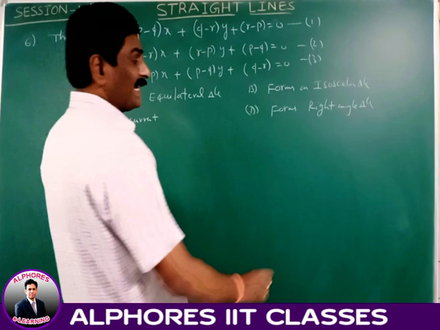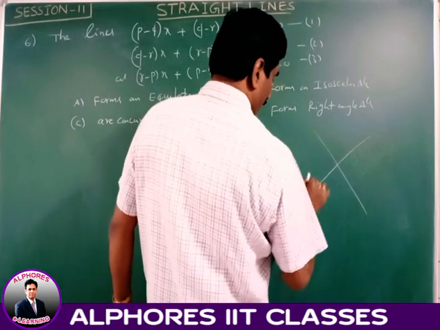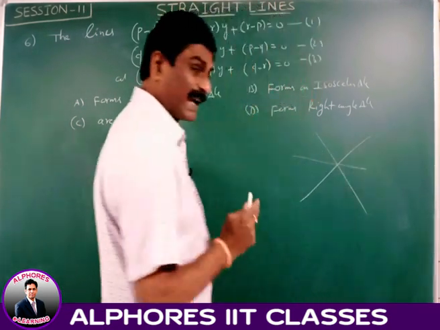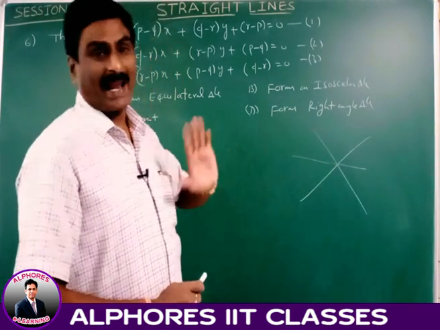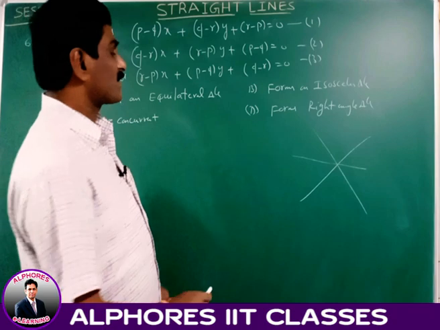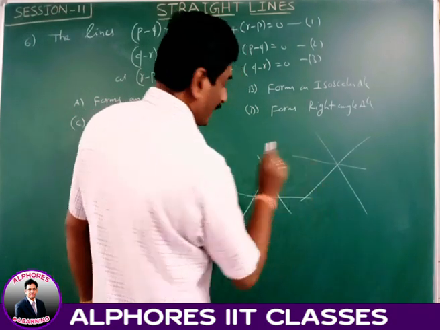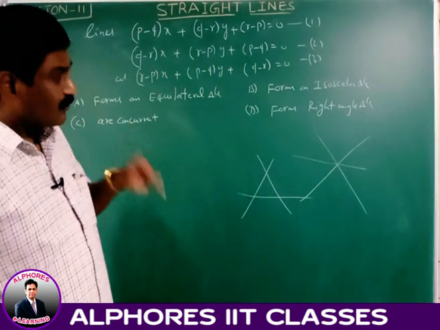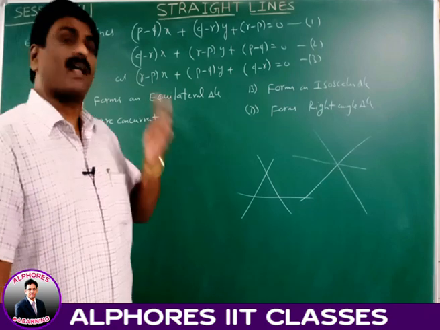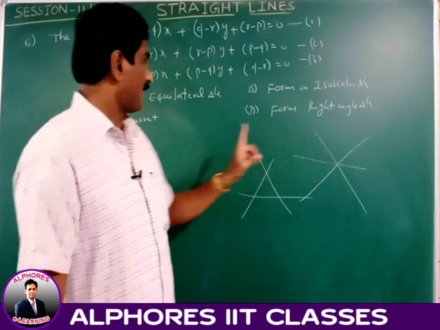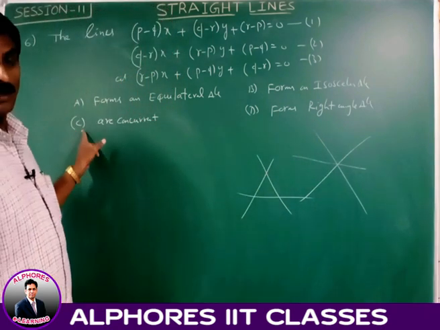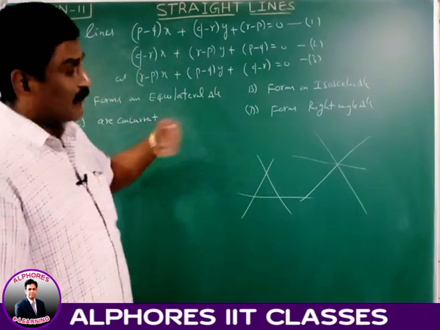Suppose these 3 lines are concurrent, that means all of these lines have a point in common, then they are said to be concurrent. Concurrent, no triangle forms. If these lines are not concurrent, then they definitely form a triangle. First we find whether the lines are concurrent or not. If that value is 0, then they are concurrent. Then option C is the correct answer. Otherwise, it forms a triangle.